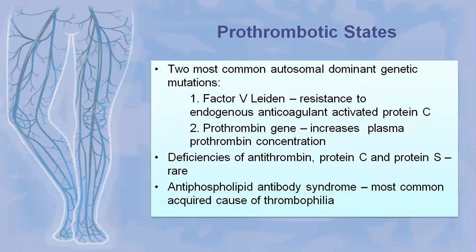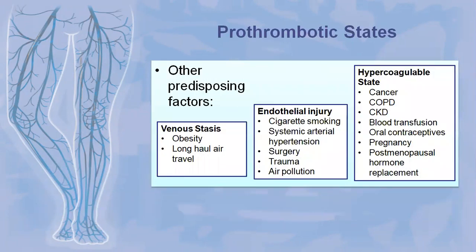The two most common autosomal dominant genetic mutations are factor V Leiden, which is resistance to endogenous anticoagulant activated protein C, and prothrombin gene, which increases plasma prothrombin concentration. The rare genetic mutations are deficiencies of antithrombin, protein C, and protein S. Antiphospholipid antibody syndrome, or the APAS, is the most common acquired cause of thrombophilia.